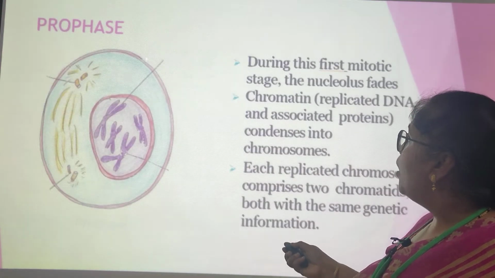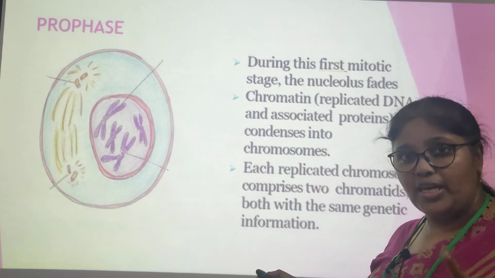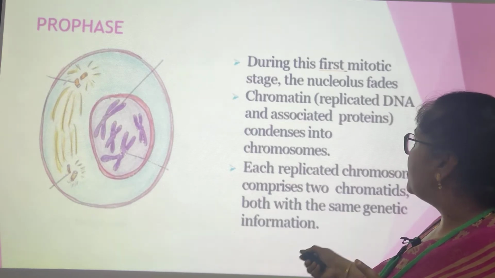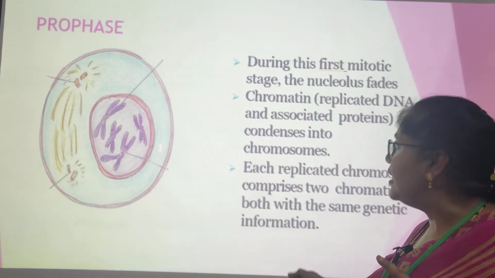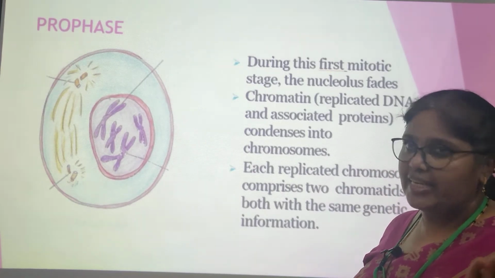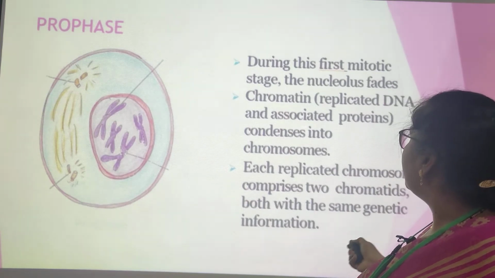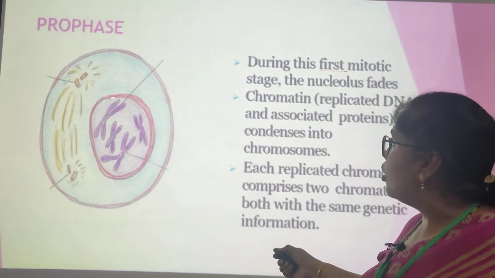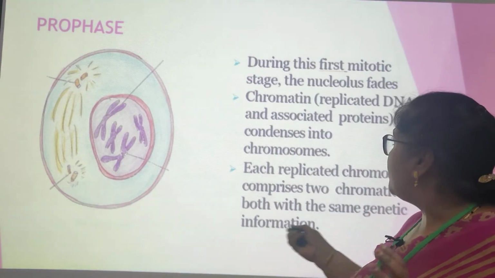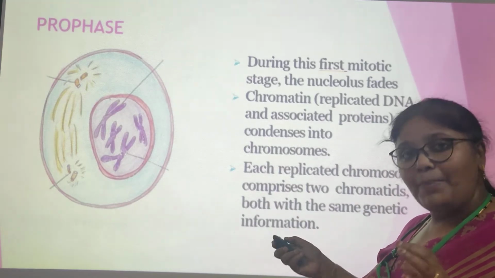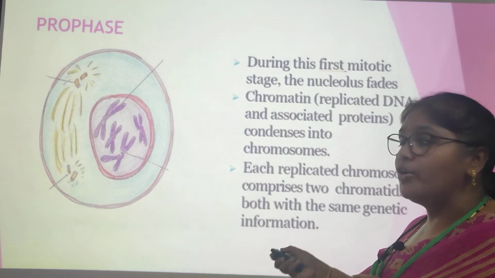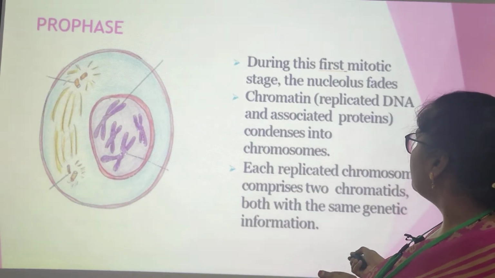Next. When you talk about prophase, this is the first stage of mitosis. In this first stage, you can see the nucleolus inside the nucleus disintegrating. Chromatin, which is the replicated DNA, condenses into what is called a chromosome. In the interphase stage, the chromatin is like a thread-like structure, whereas in prophase the chromatin material condenses to form chromosomes. You can see the arms of the chromosomes very clearly. So they condense to form chromosomes.